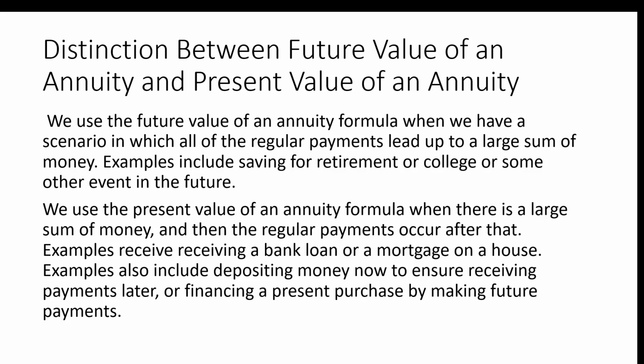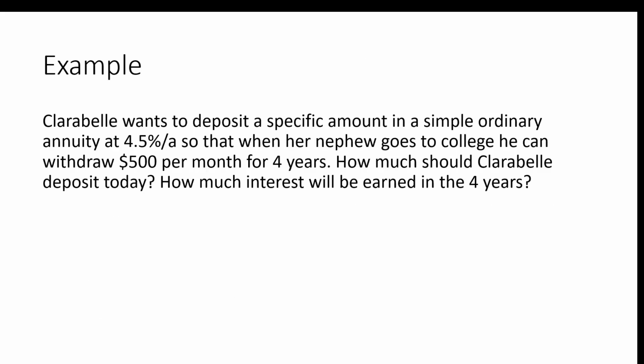We use the present value of an annuity formula when there's a large sum of money now and then regular payments are going to occur after that. Examples of that involve receiving a bank loan or a mortgage on a house, or depositing money now to assure that you're receiving payments later, or financing a present purchase by making future payments. So one of the things that students have to be able to do is determine in a question, are they asking a future value question or a present value question?